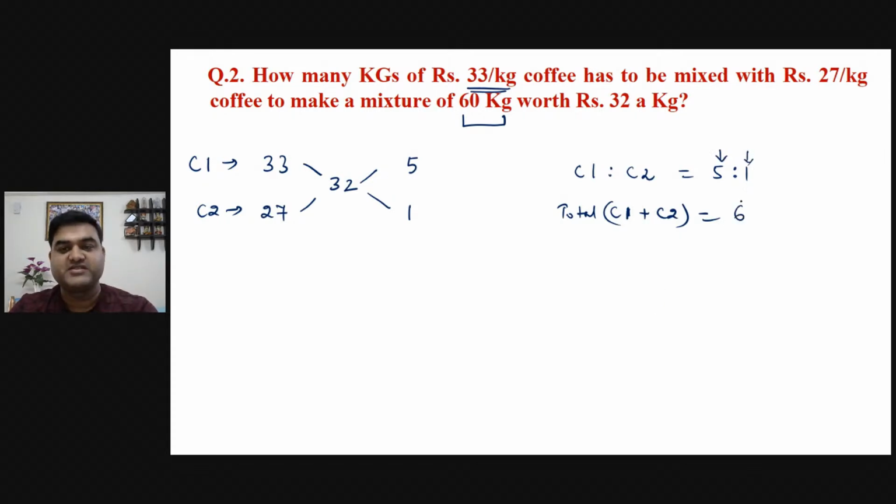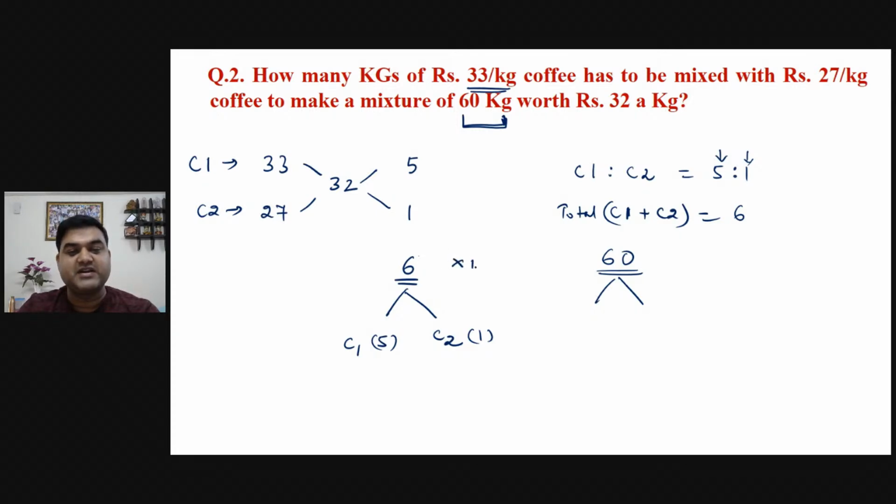6 kg quantity we are talking about. Total they are telling to make it 60 kg, right? So if total was 6 kg, then C1 and C2 value was 5 kg and 1 kg. Now they are telling, no, we want total of 60 kg. Unitary method, right? So what should we do? We have multiplied the value by 10. So multiply this also by 10 and you will get the answer.